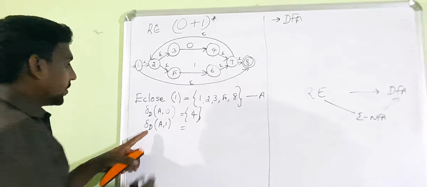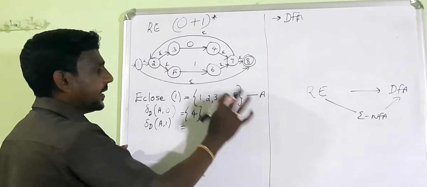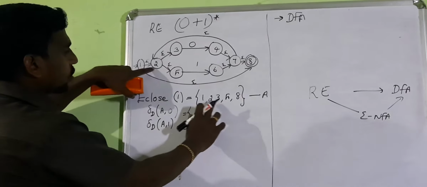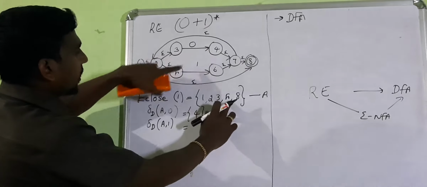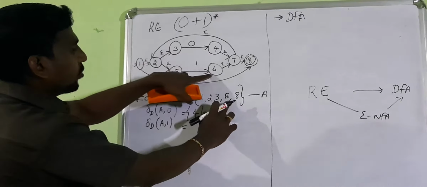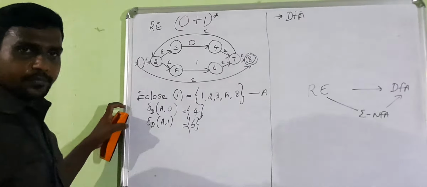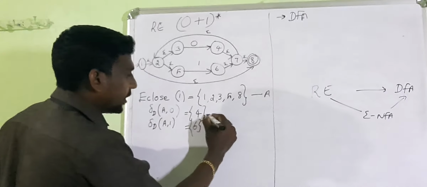Clear? Then A comma 1, that is 1, 2, 3, 5, 8 comma 1. From 1, where does 1 go? No. From 2, there is no 1. From 3, there is no 1 because it is 0. From 5, there is 1. 5, when it reads 1, goes to 6, so I will write 6. From 8, there is no 1. Clear? Then we have to find the e-closure of 4.